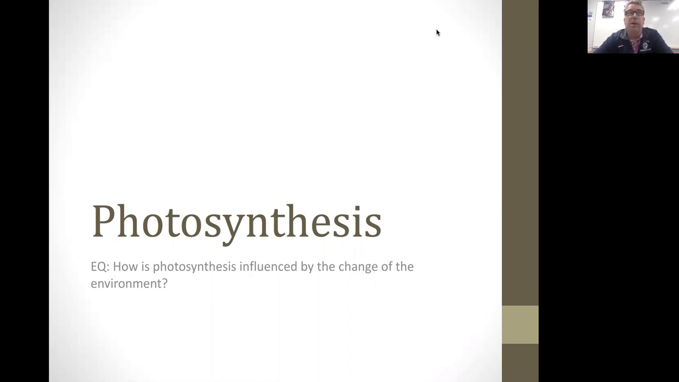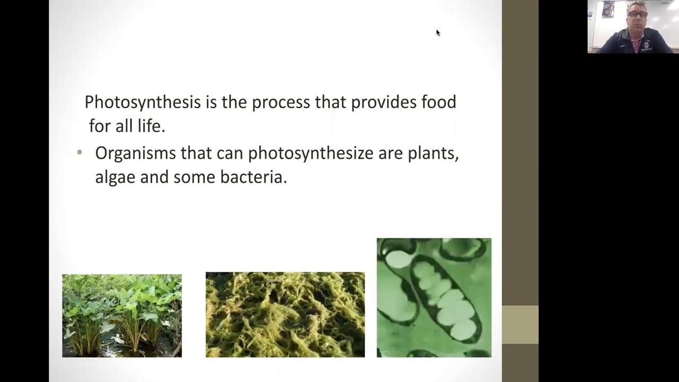Obviously, we're going to start out by reviewing what photosynthesis is and how it ties into conservation of matter. So you should be familiar with that term. Again, I know that we've talked about it before. So remember that photosynthesis is the process that provides food for all life. When I did the remediation last time, we talked about energy flow and the energy pyramid and how the producers produce all the energy for all organisms above it, and it all starts with photosynthesis.